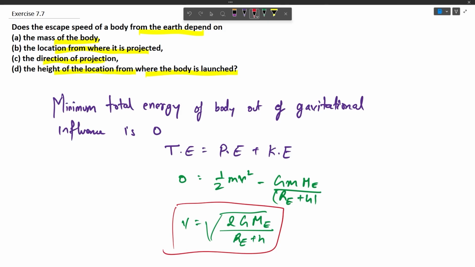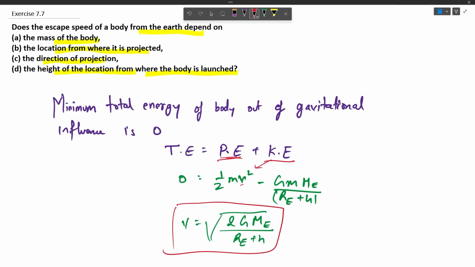Now the necessary condition for this is that the total energy of the body should be equal to 0. If we decompose total energy into potential energy and kinetic energy, then we can write kinetic energy as half mv square, where v is the velocity to be given, or the escape velocity, and the gravitational potential energy is minus G M m_e, that is mass of the body multiplied with mass of the earth, divided by radius of the earth plus height, or the distance of that body from the center of earth. Upon equating it with 0, we get v equals root under G m_e divided by R_e plus h.